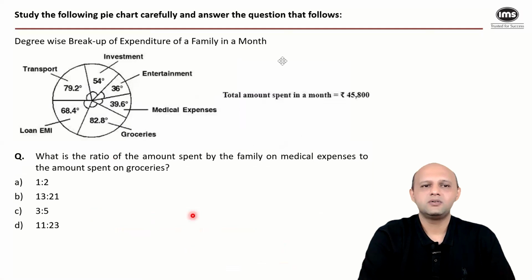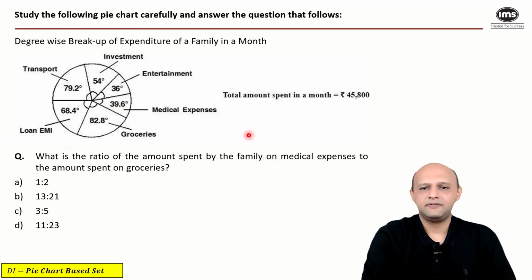Next up is a question on pie chart. Okay, let us understand this. Degree-wise breakup of expenditure of a family in a month. The total amount spent is 45,800. Remember, these values are not percentages, these values are degrees. Okay, so this is investment, entertainment, medical expenses, all the way up to transportation. What is the ratio of the amount spent by the family on medical expenses to the amount spent on groceries? Be careful, I repeat, this is degrees and not percentages.